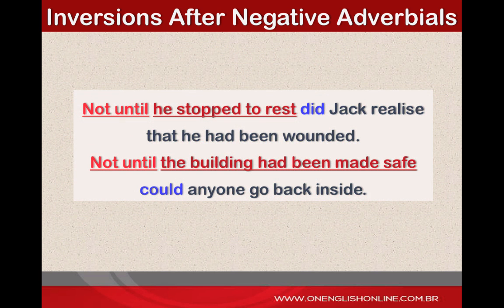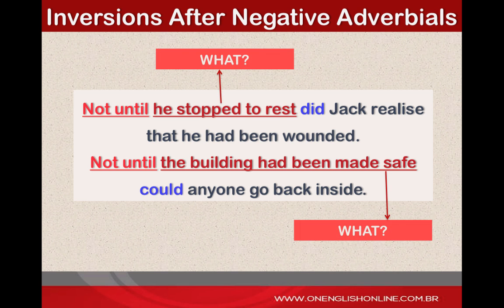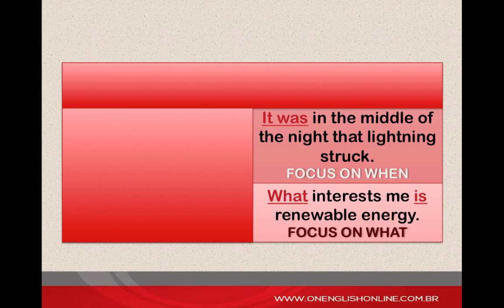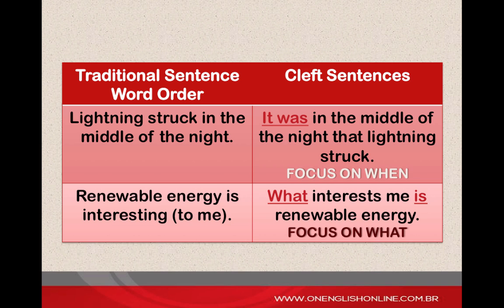Last but not least, pay attention to the use of not until. As it also indicates sequence of events, it is commonly used with perfect tenses or past simple. However, observe that you must state not until what before you come up with the inverted auxiliary. Just be careful, all right? Now, observe these other sentences. What seems to be particularly unusual about them? Can you see there has been a change in the traditional sentence word order as well?